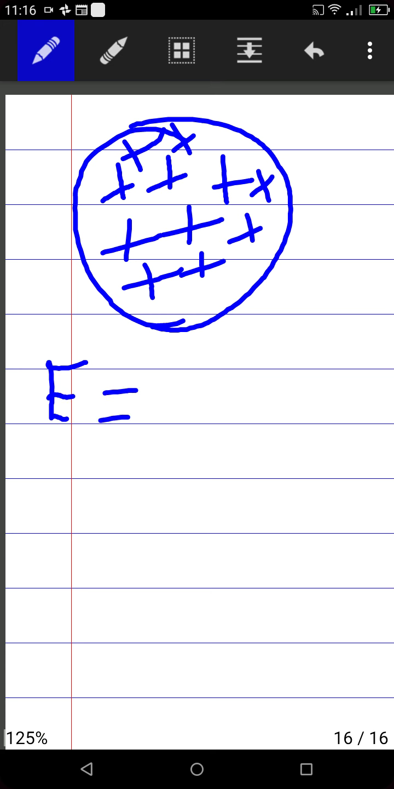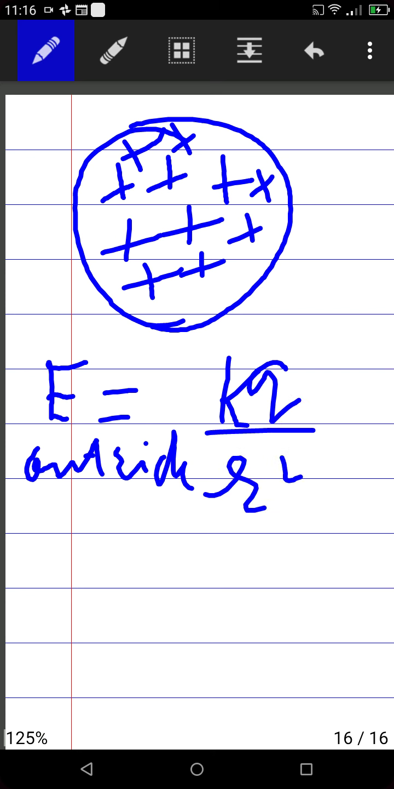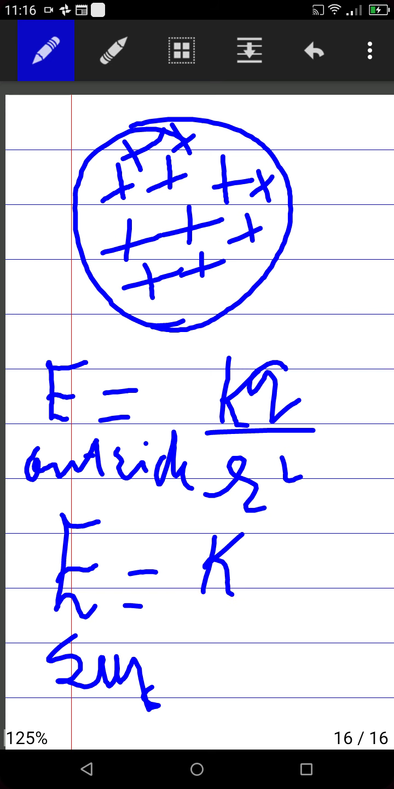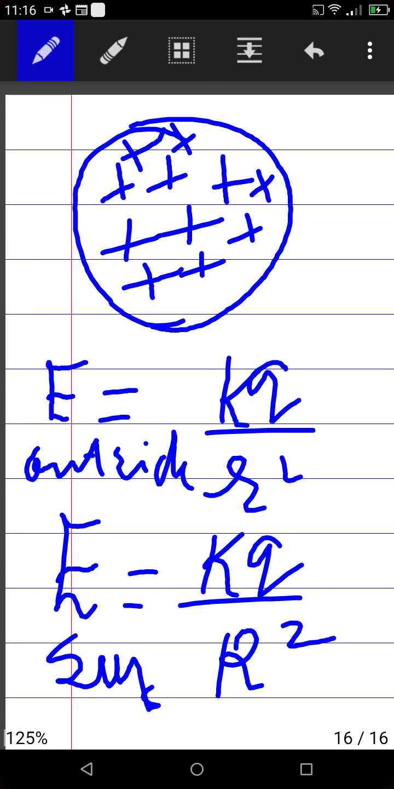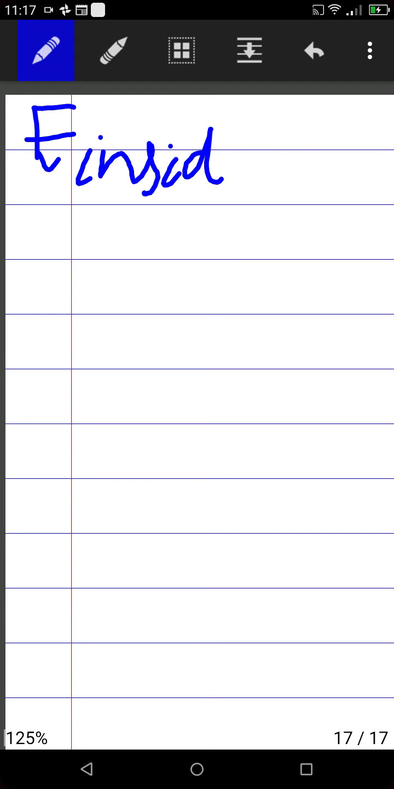Here also, E outside is equal to kq by r square, no difference. E on the surface is equal to kq by capital R square. The only difference is the field inside, which is a bit different in the case of an insulating sphere.